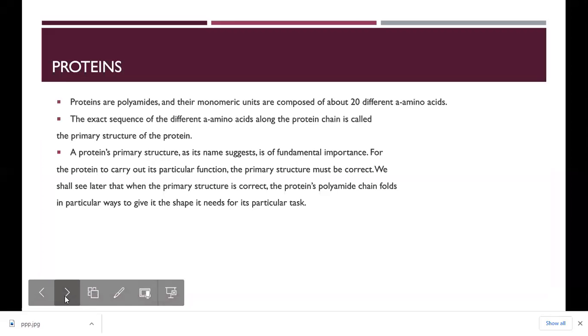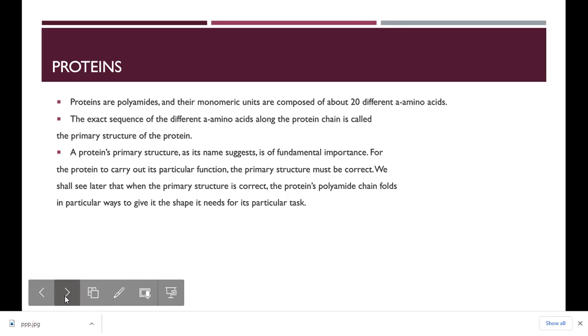Proteins are polyamides, and their monomeric units are composed of about 20 different alpha amino acids. Basically, when we break proteins, we get alpha amino acids. The exact sequence of different alpha amino acids along the protein chain is called the primary structure of protein. A protein's primary structure, as its name suggests, is of fundamental importance for the protein to carry out its particular function, growth, development, etc. The primary structure must be correct.